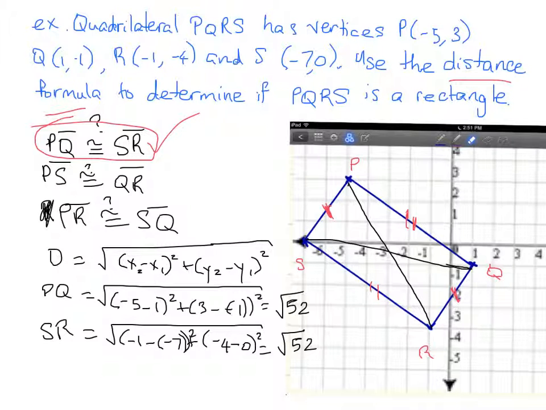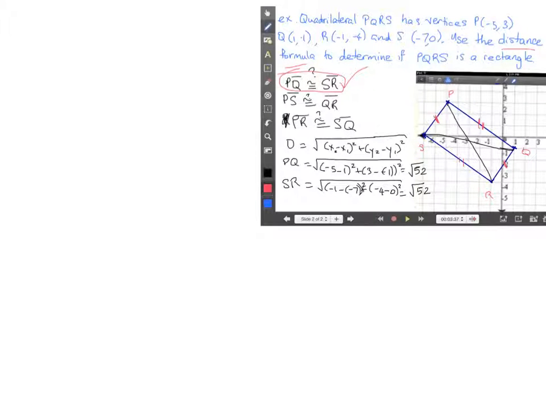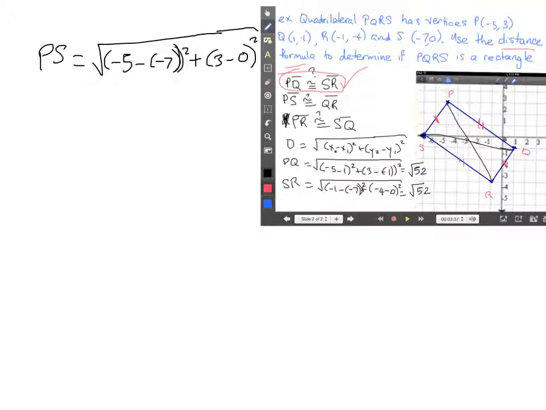So now we have to go ahead and test the other two pairs. And since I've run out of space, I'm just going to do it on the next page. All right, so we already tested to see that PQ and SR are congruent, and they are in fact congruent. So now we're ready to check to see if PS and QR are congruent. So PS is equal to the square root of negative 5 minus negative 7 squared plus 3 minus 0 squared. And again, I'm assuming that you already know how to use the distance formula, and you should get that PS is equal to the square root of 13.